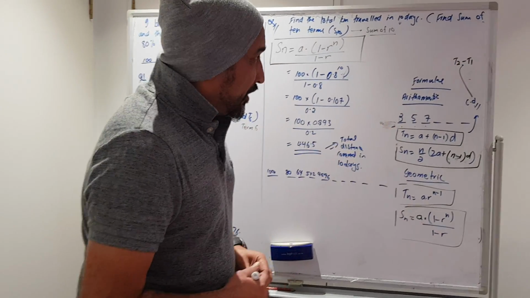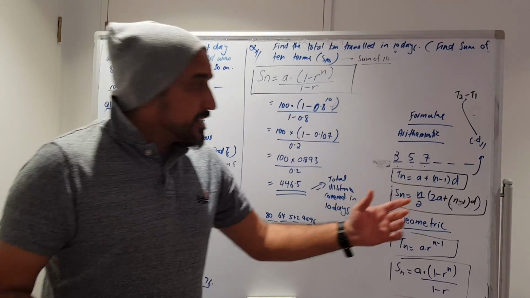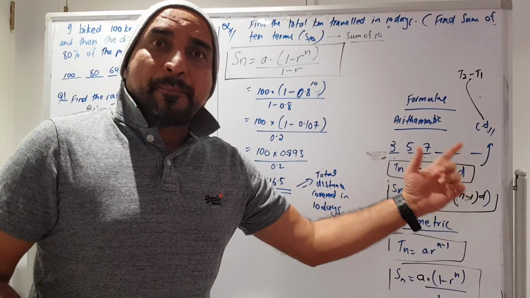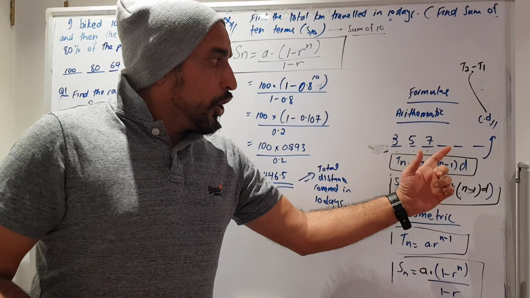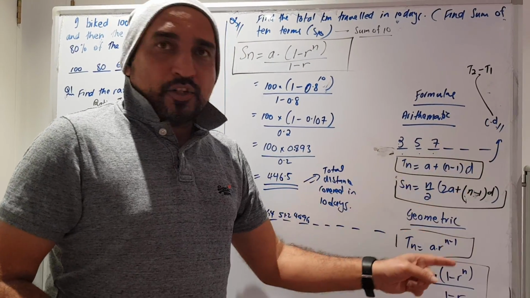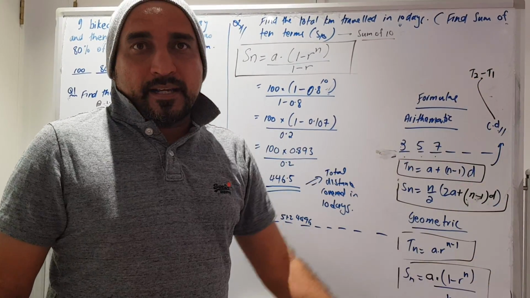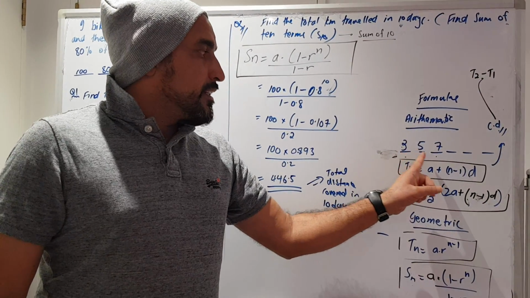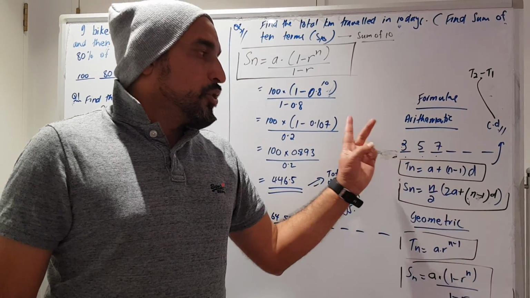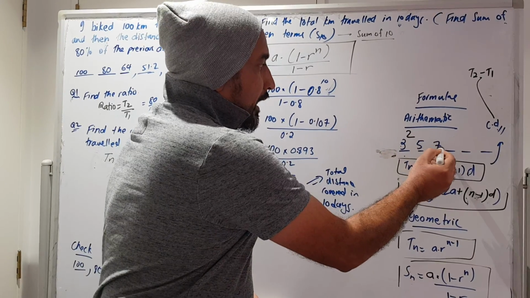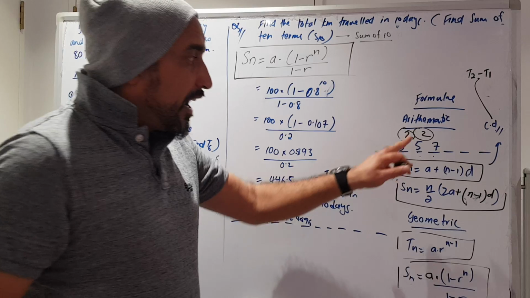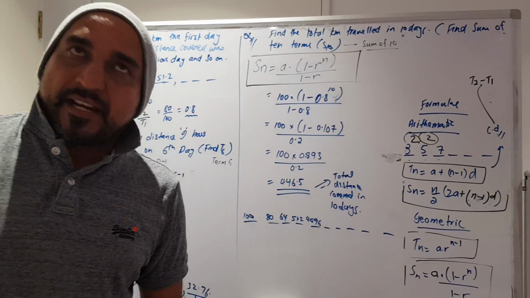So just to recap on the arithmetic, as I said, guys, arithmetic is say 3, 5, 7. That's the pattern 3, 5, 7. You know this is arithmetic because it has a common difference. Common difference is term 2 minus term 1. This is term 1, that's term 2. So 5 minus 3 is 2, and 7 minus 5 is 2. So this is common. When we have a common difference, we know it is arithmetic.